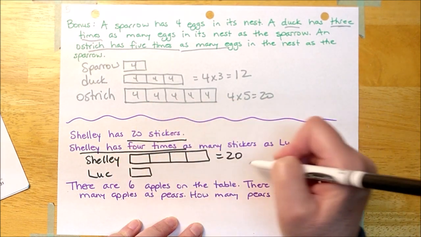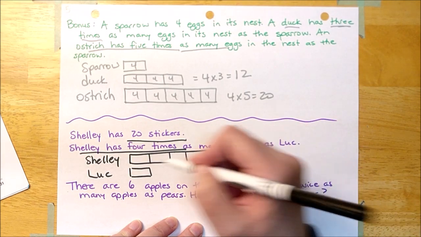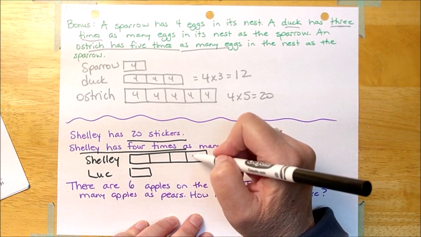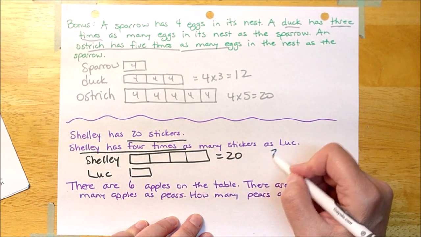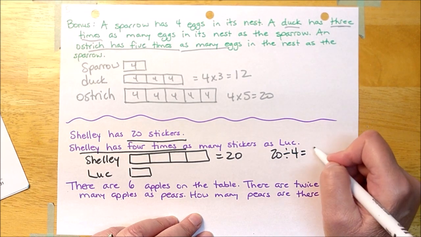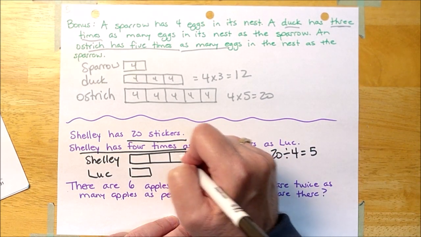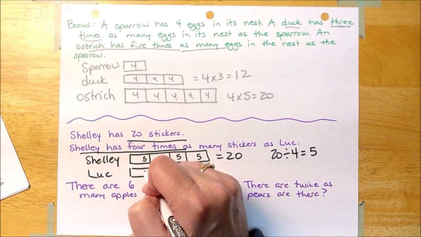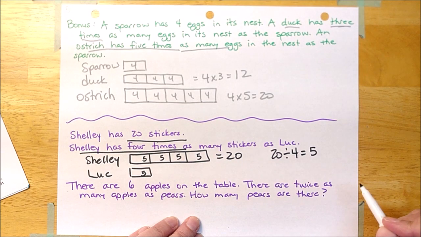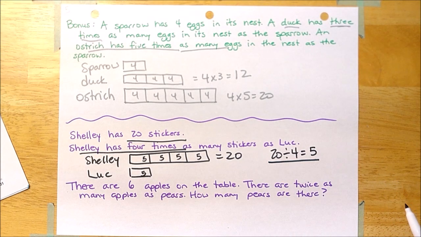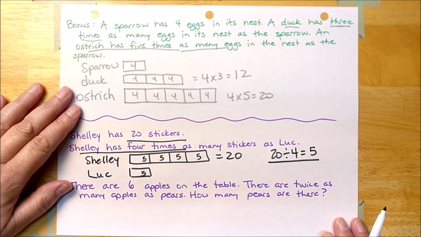She's got 20 stickers. So we need to figure out how much does each block represent. So we have 20, and there are 1, 2, 3, 4 blocks. So we're going to go 20 divided by 4 equals 5. So that means each one of these is a 5. And that means Luke has 5. I hope you can see that. So you're going to be using those dividing and multiplication facts. So here is another question like that.